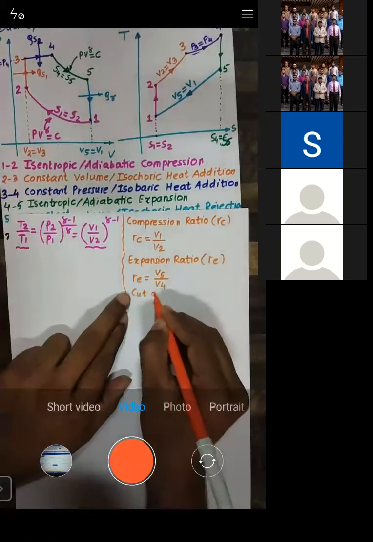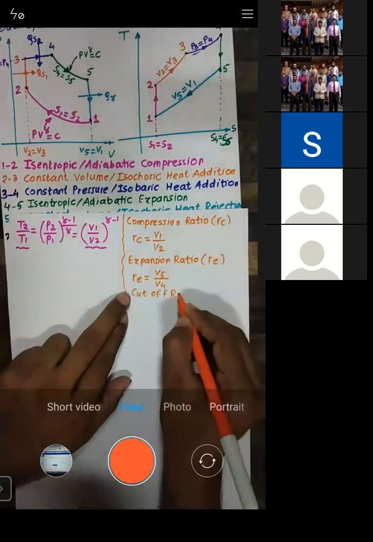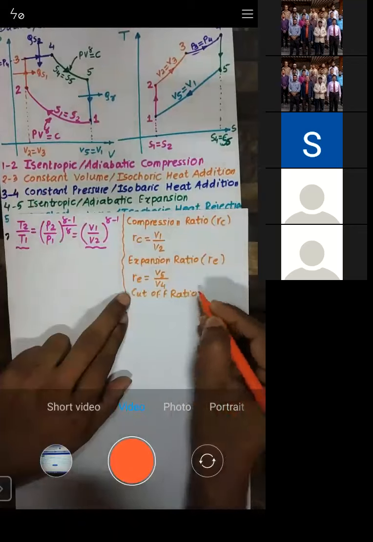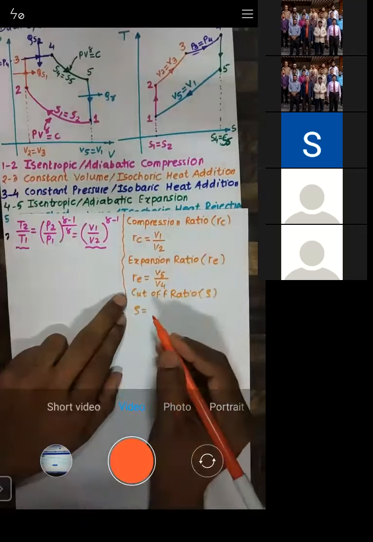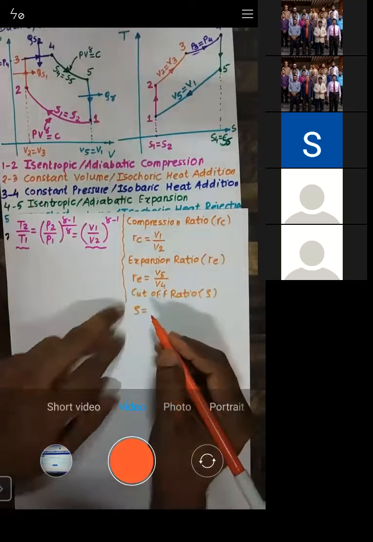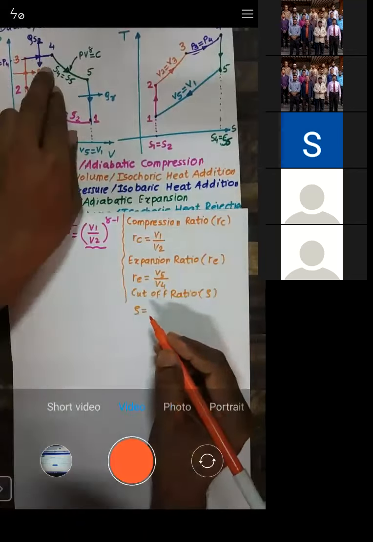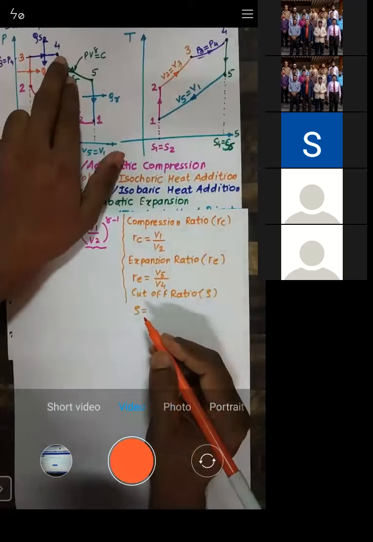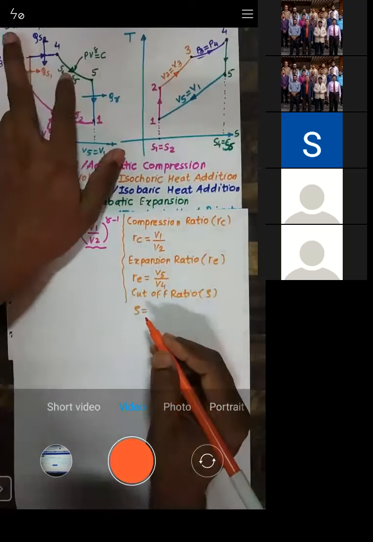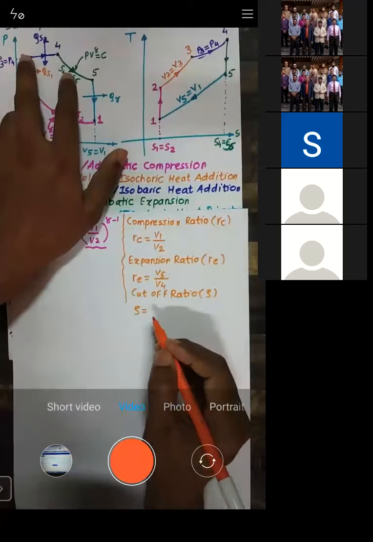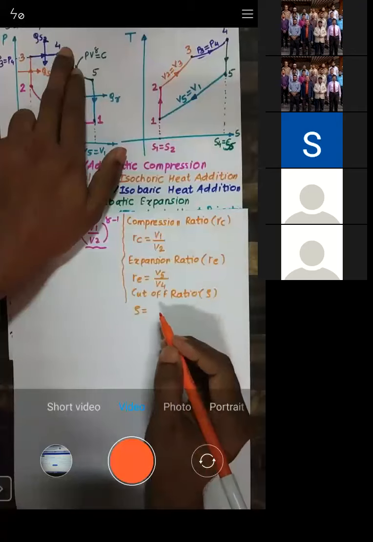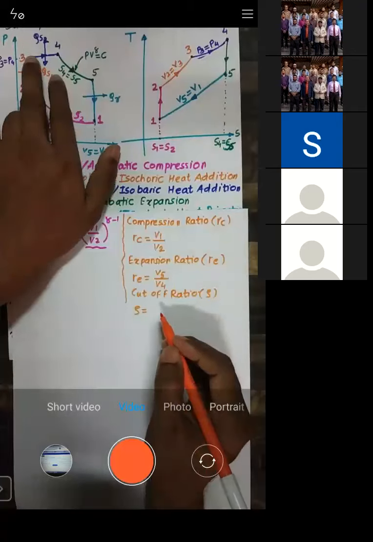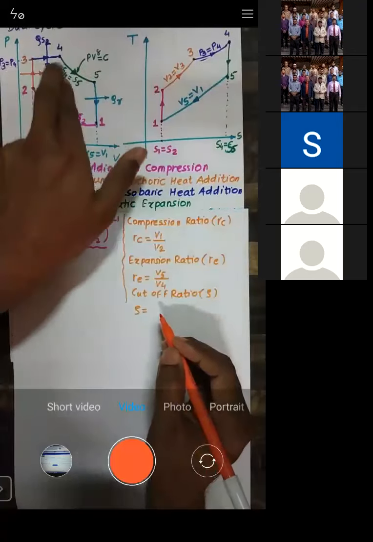Okay, it is called the cutoff ratio. Cutoff ratio is indicated by the term rho. Cutoff ratio is the ratio of the volume after the heat addition to the volume before the heat addition, in a constant pressure process.